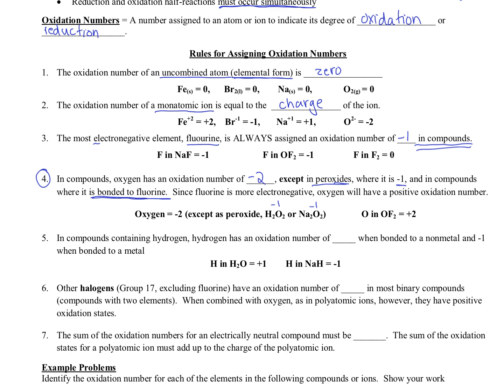The oxidation number of oxygen in oxygen difluoride, though, is +2. The fluorine has an oxidation number of -1. The fluorine is always given the oxidation number first.